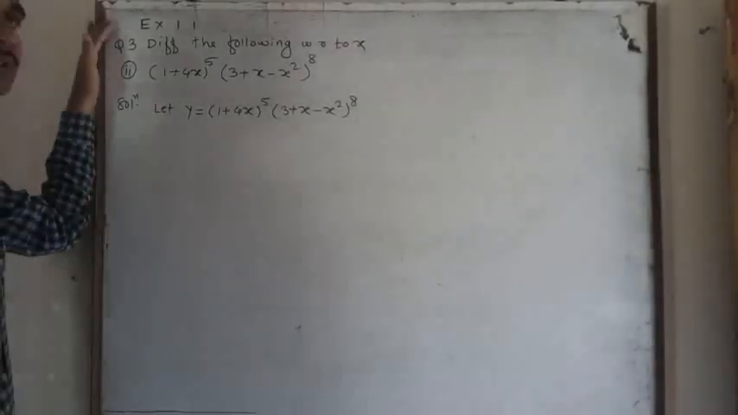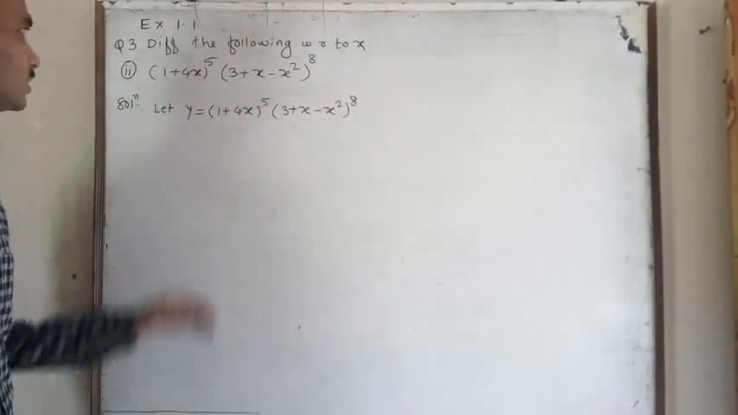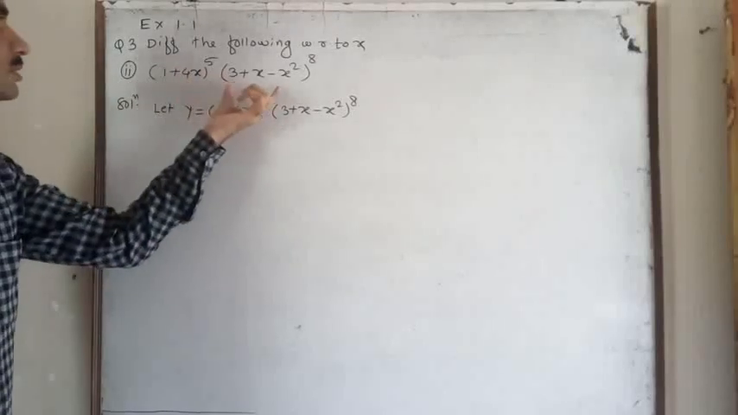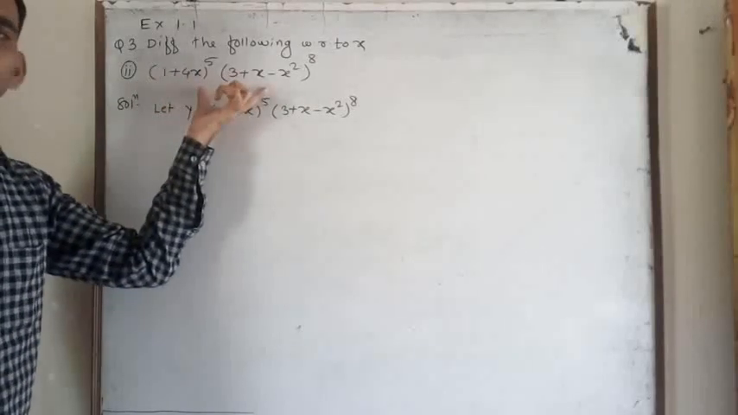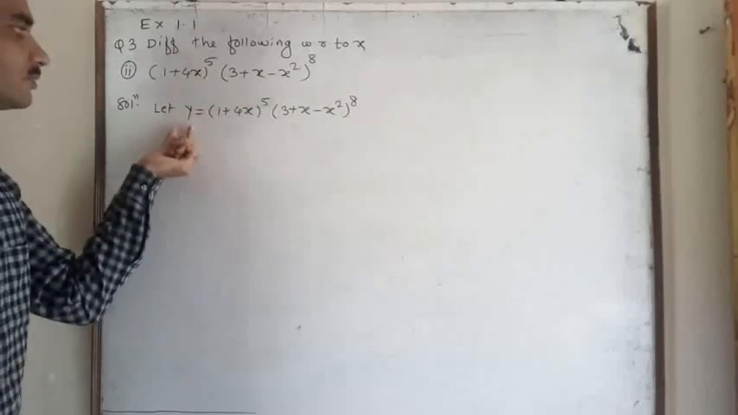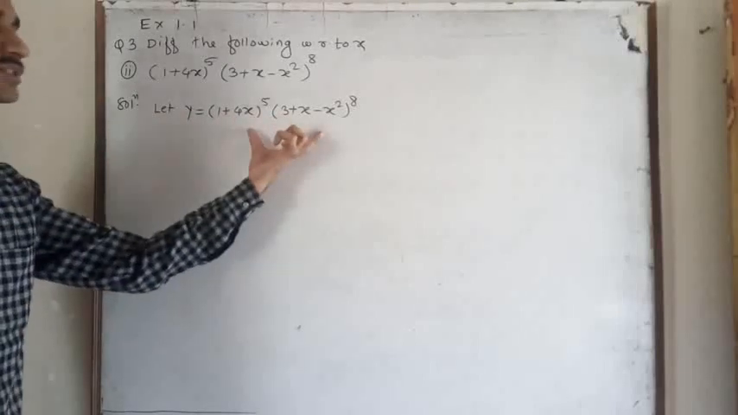Exercise 1.1, question number 2. Differentiate the following with respect to x. Here is question number 2. There is a product of two algebraic functions here, and we first of all denote this function with y. Therefore, we will write let y equal to this function.